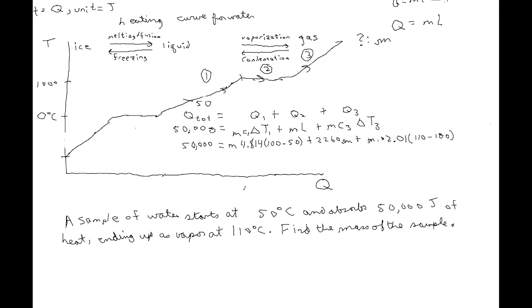Well, now we can factor out an m, and I guess that would be 50,000 joules is equal to 3m times 4.184 times 100 minus 50 plus 2,260 plus 2.01 times 110 minus 100. Is this what you wrote? 3m times 4.184 times all of that. So this is what you wrote? Yeah.